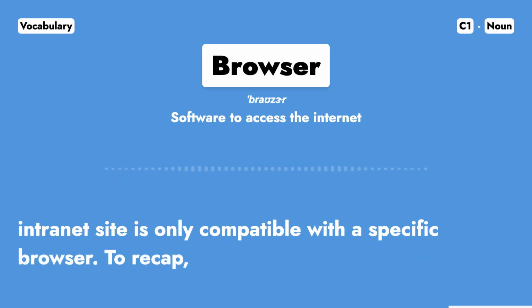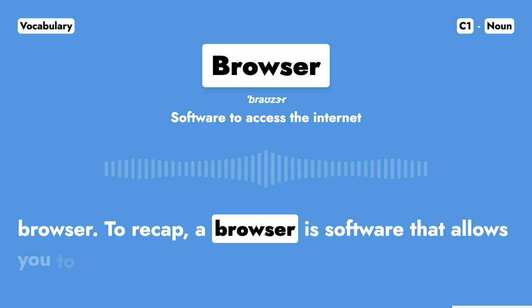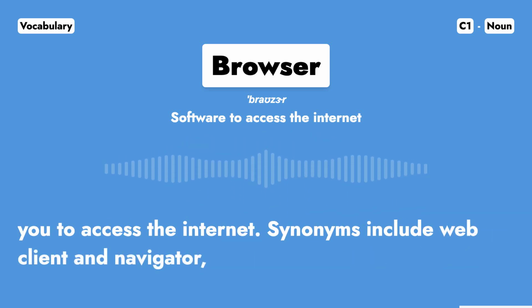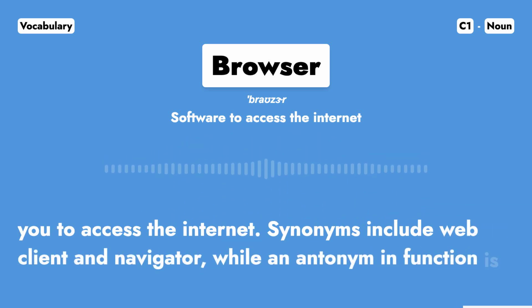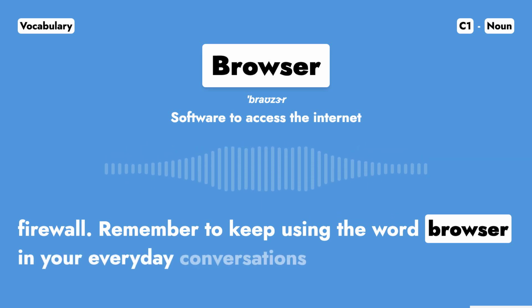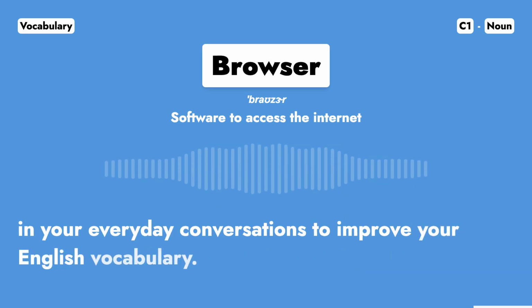To recap, a browser is software that allows you to access the internet. Synonyms include web client and navigator, while an antonym in function is firewall. Remember to keep using the word browser in your everyday conversations to improve your English vocabulary.